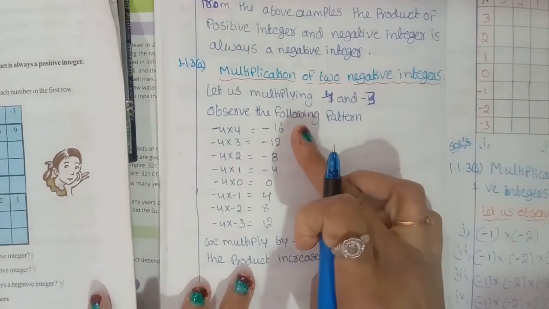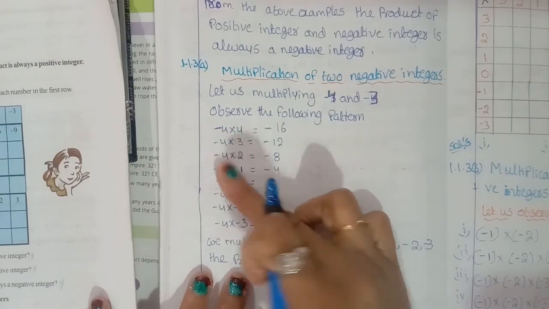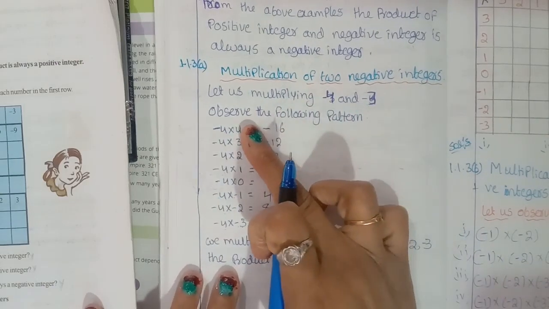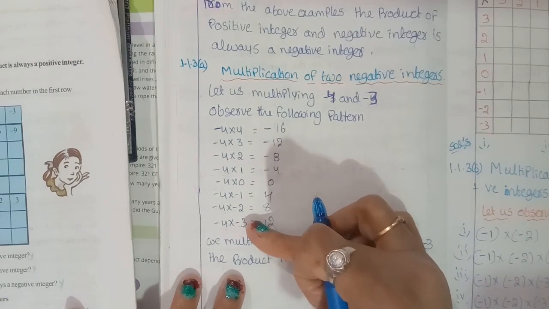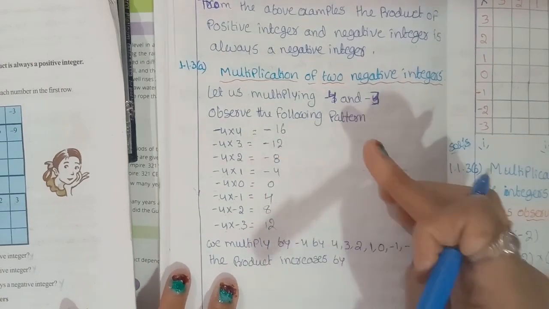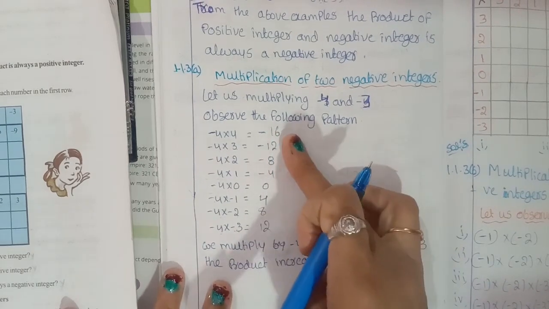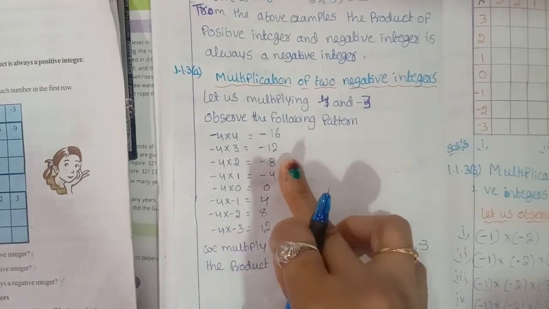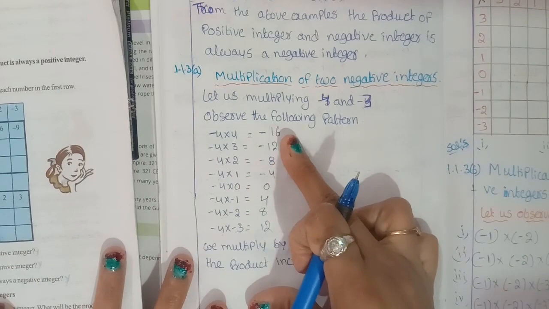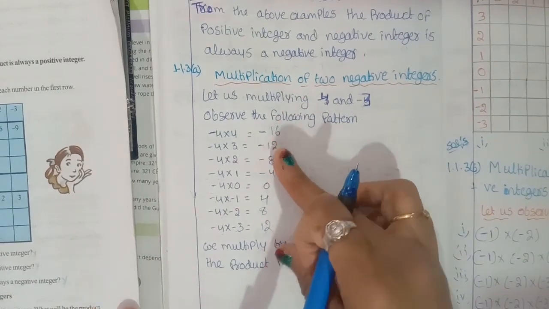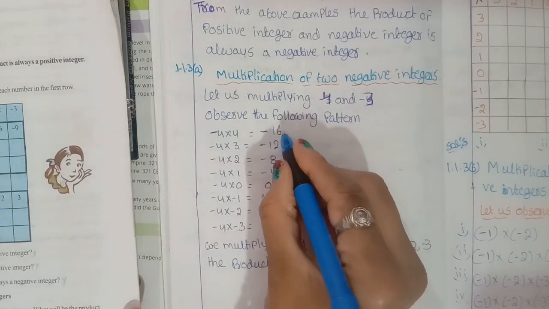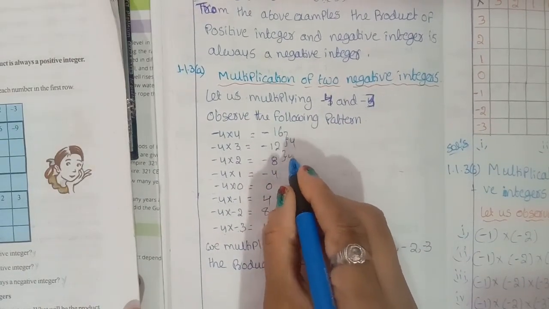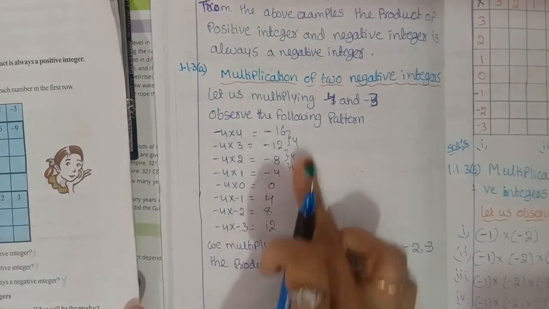And we multiply by -4. We multiply by -4 with 4, 3, 2, 1, 0, -1, -2, -3 only. And the product also increases by 4 only. Okay, do you understand, Gagan Sai, neatly? Yes. The product also increases by 4 only, and the difference each time is 4 only. Do you understand? Okay?